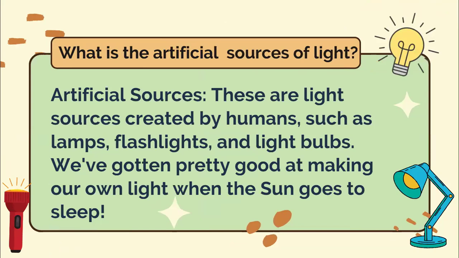And what are artificial sources of light? Now, these artificial sources of light are created by us humans, such as lamps, flashlights, torches, and bulbs. So, these help us a lot if the sun goes down and we have some homework or even work to do. We've gotten pretty good at making our own light.